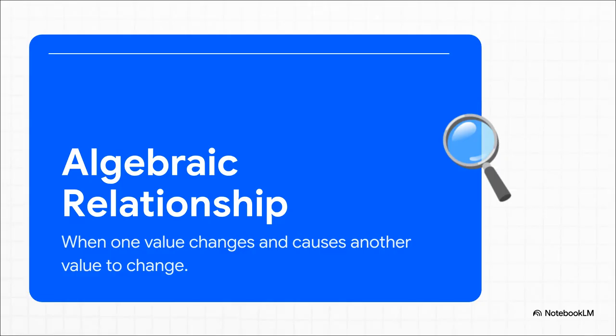Everything, and I mean everything, in this lesson starts with this one big idea, an algebraic relationship. The easiest way to think about it is just cause and effect. One thing changes, and it forces another thing to change right along with it. It's a simple concept, but it's incredibly powerful.